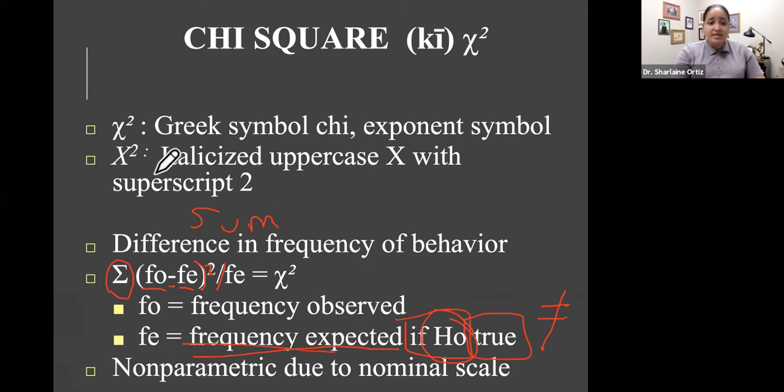Now notice that the chi-square is non-parametric, meaning that it makes use of the nominal scale. We were not able to meet the assumptions for a parametric test and parametric statistic. Therefore, we have to make use of the chi-square because it is a non-parametric test.